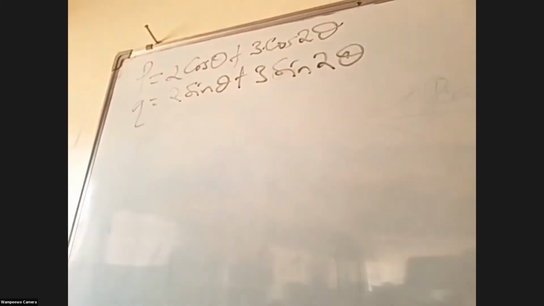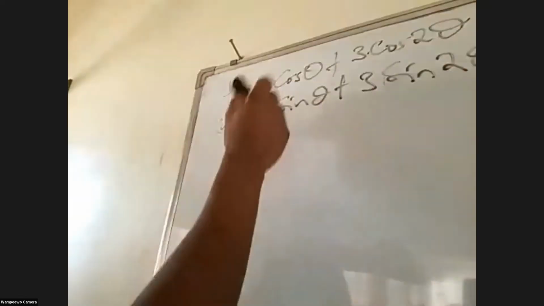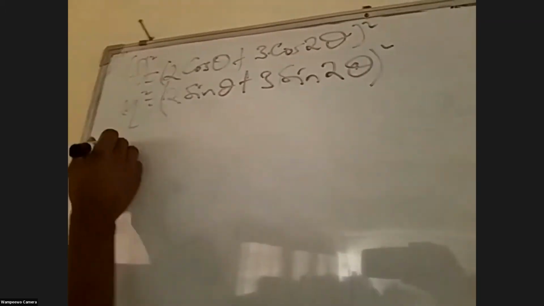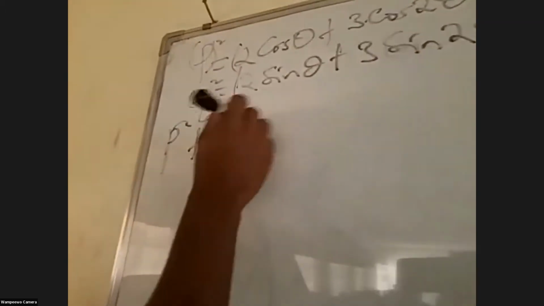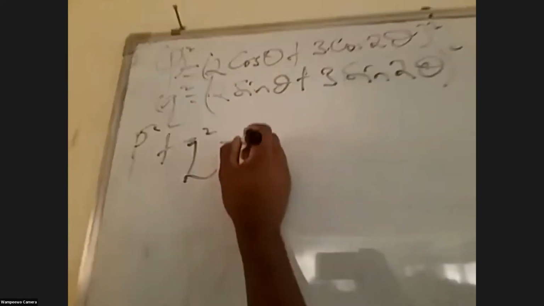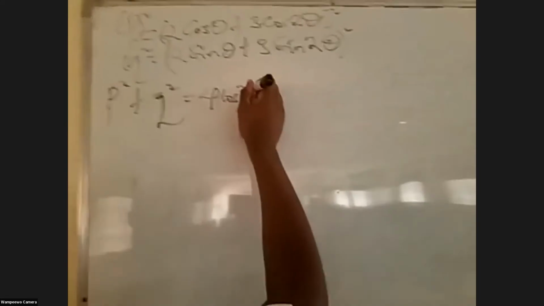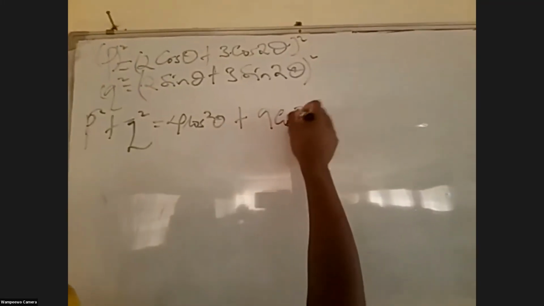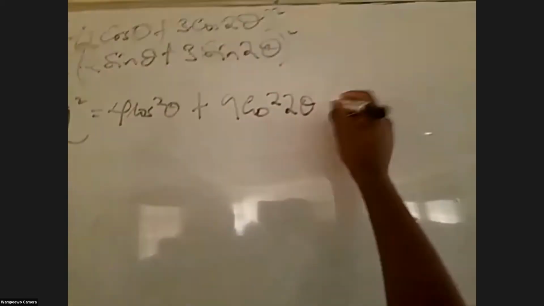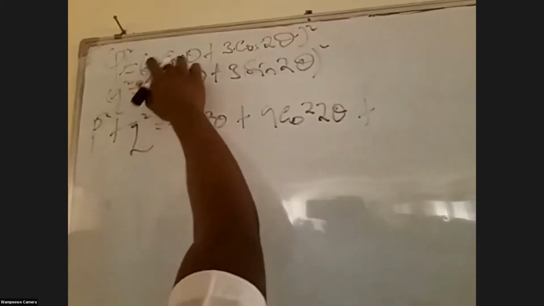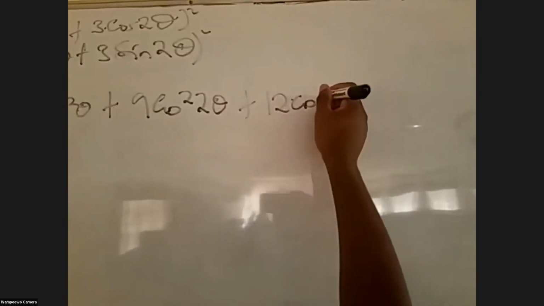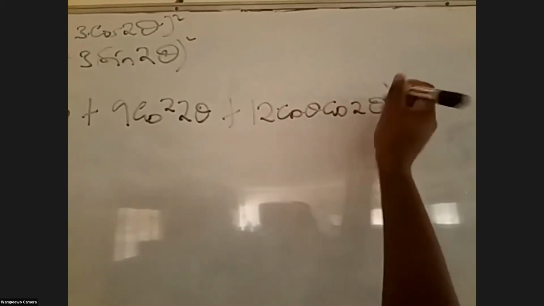So what I did was to first of all square both sides. If I square P, I'll have P squared plus Q squared, and I can use an identity. This is 4 cos squared theta plus 9 cos squared 2 theta plus 2 times 2 cos theta times 3 cos 2 theta, which is 12 cos theta cos 2 theta.